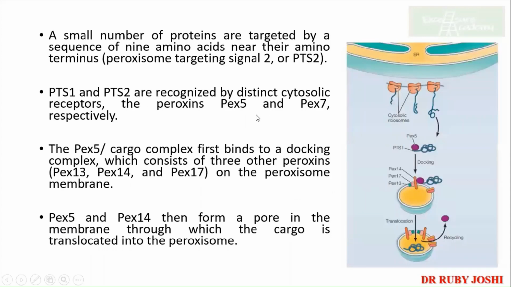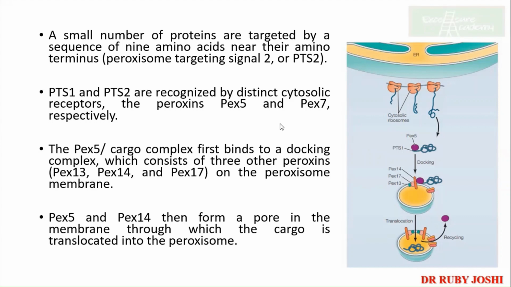The second one is your PTS2, which is made up of a sequence of 9 amino acids, and it is at the amino terminus. So we have two signal sequences, PTS1 and PTS2. PTS1 is made up of SKL and PTS2 is made up of 9 amino acids. PTS1 is present at your C terminus. PTS2 is present at your N terminus.